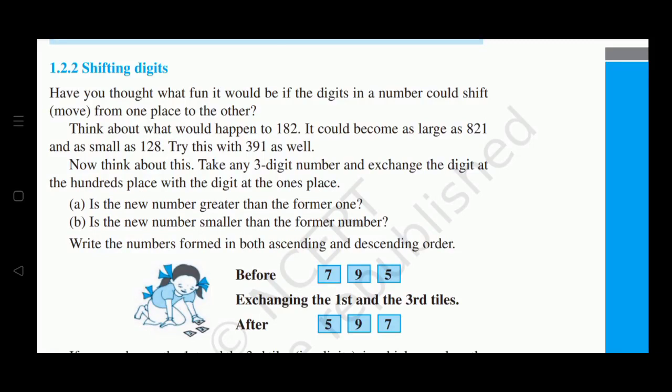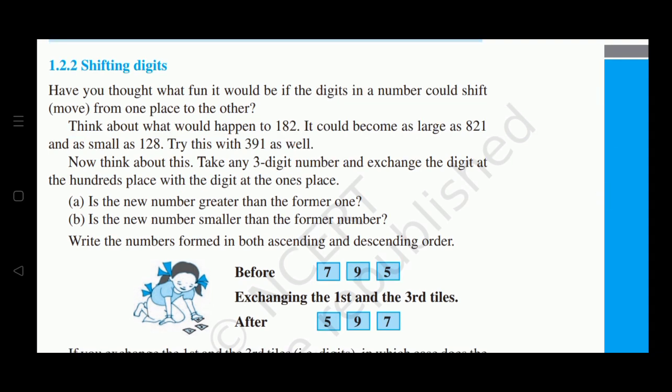Good morning, students. Today I am going to teach you the next part of the chapter, Knowing Our Numbers. So moving on, this is the part 2 video of this chapter, and the first topic in this video would be 1.2.2, Shifting Digits.